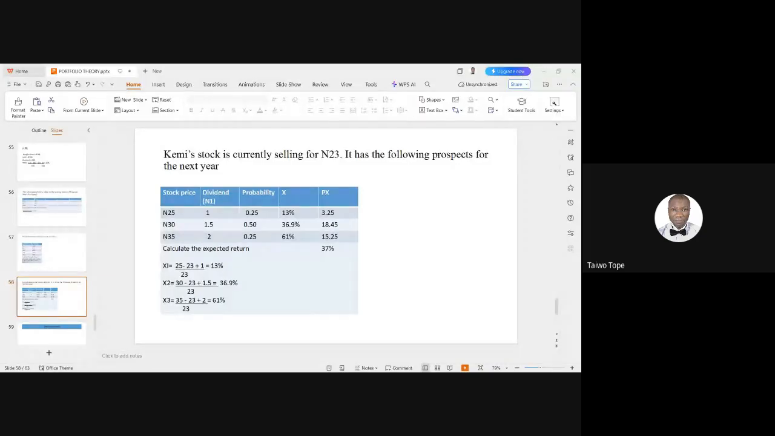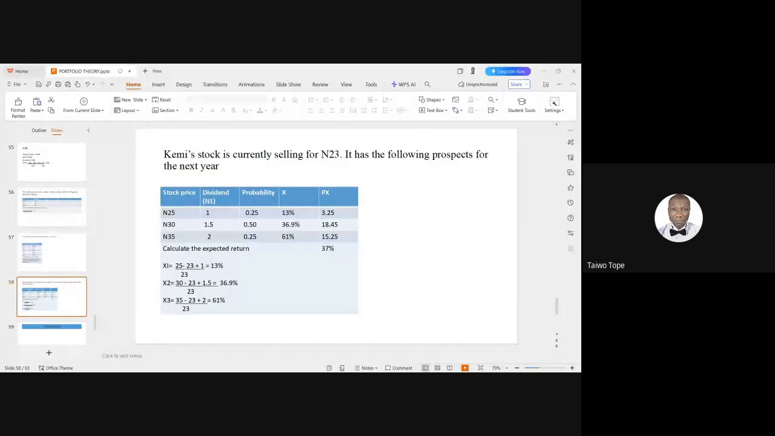So when we talk about systematic risk, this is a type of risk that affects all the companies or businesses in the economy. It is a kind of risk that investors will like to pay for in order to avoid. So it is also known as general risk or non-diversifiable risk. That is the systematic risk.